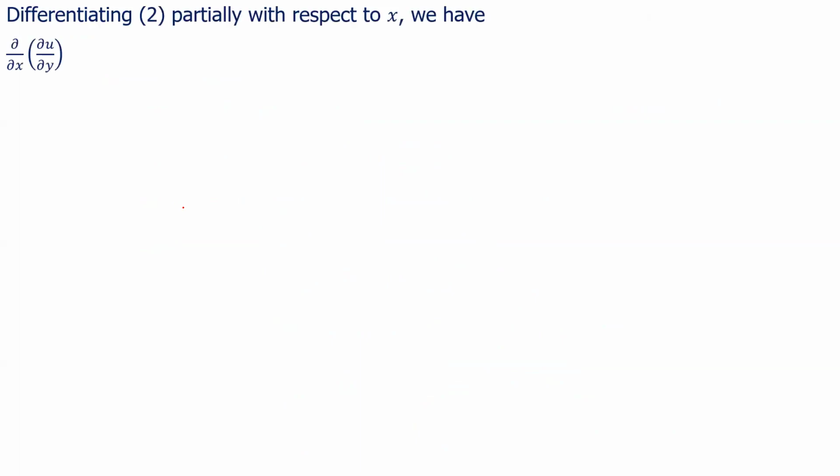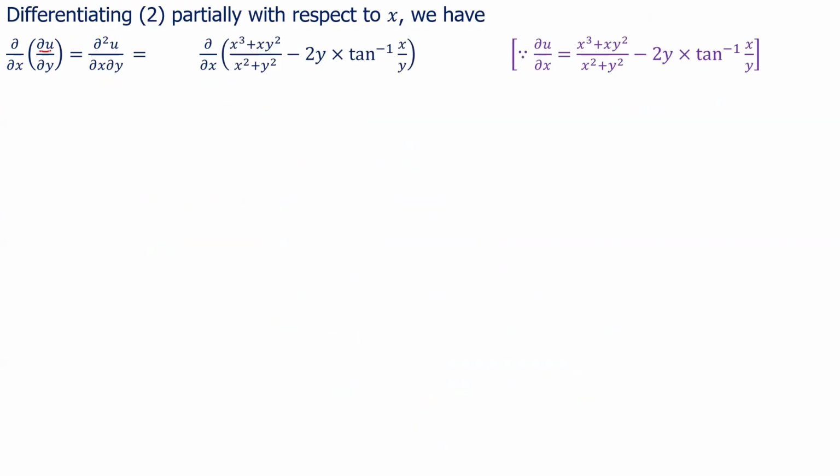Differentiating 2 partially with respect to x, we have the partial derivative of del u del y with respect to x. It can be written as del 2u del x del y. And we know that del u del x is nothing but (x cube plus xy square) upon (x square plus y square) minus 2y tan inverse of x by y. We want to find out the partial derivative of this term with respect to x.